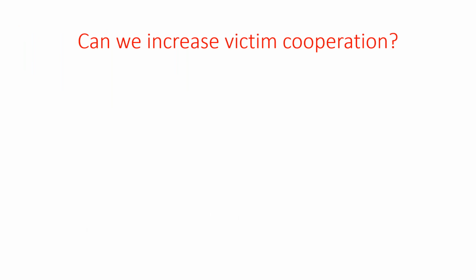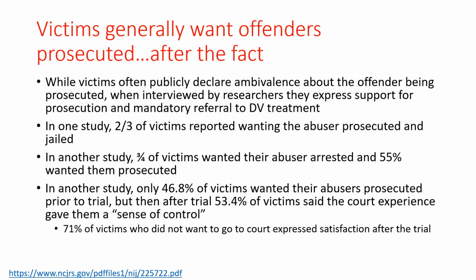So that leads us to the question of, we know all these things cause victims to stay in DV relationships, but are there things that we can actually do to increase victim cooperation? And the thing that we should all keep in mind is that victims generally want offenders prosecuted, but we usually don't see that until after the prosecution happens. And of course, there are multiple reasons why that's the case.